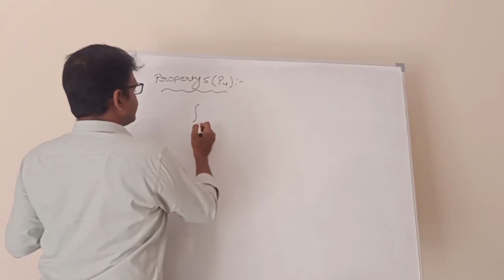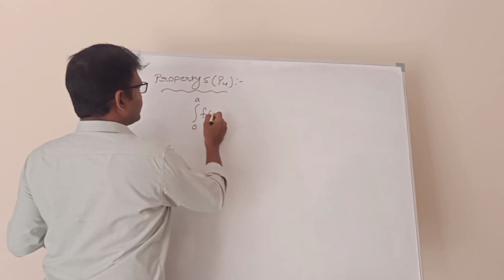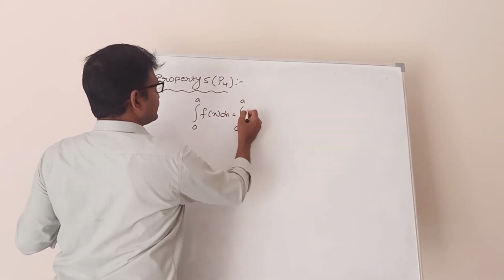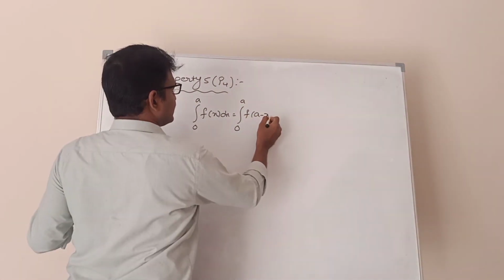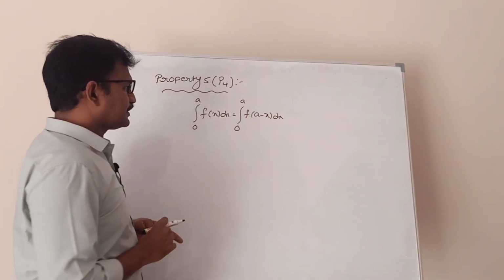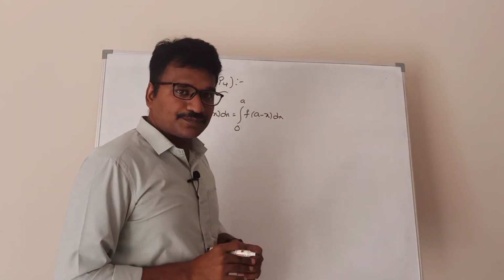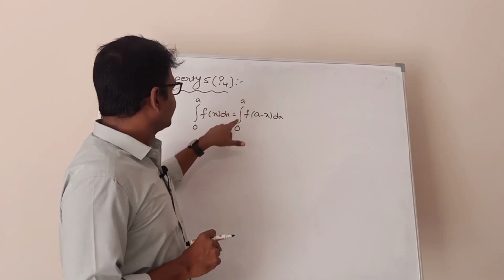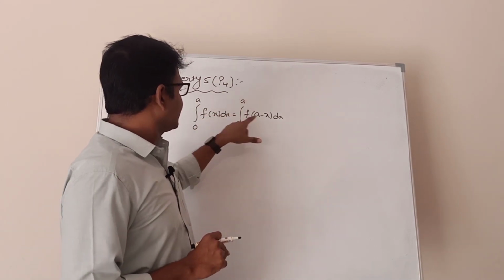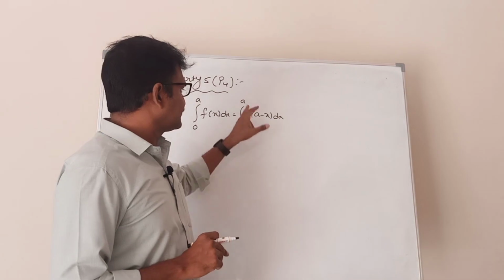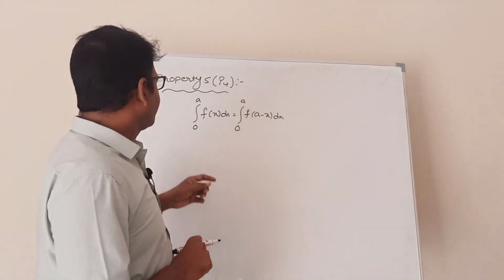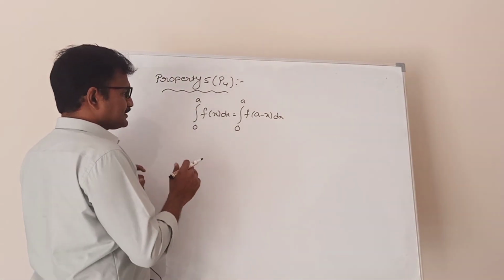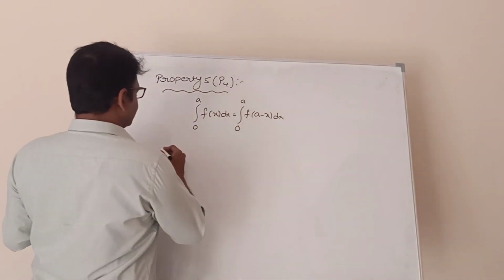Integration of 0 to a f of x dx is equal to integration of 0 to a f of a minus x dx. This is property number 5. According to this property, wherever x is there, see 0 to a f of x dx, in the place of x we can replace with a minus x. So according to property number 5, in the place of x we can write a minus x. Check whether it is correct or not. So, proof.